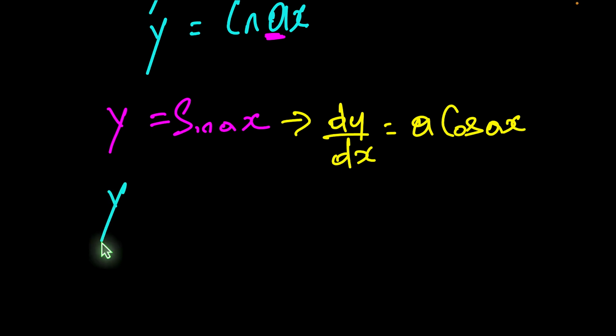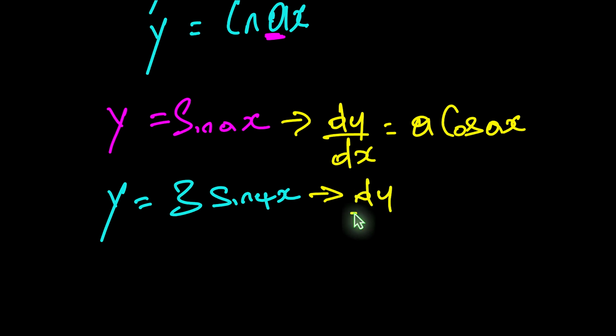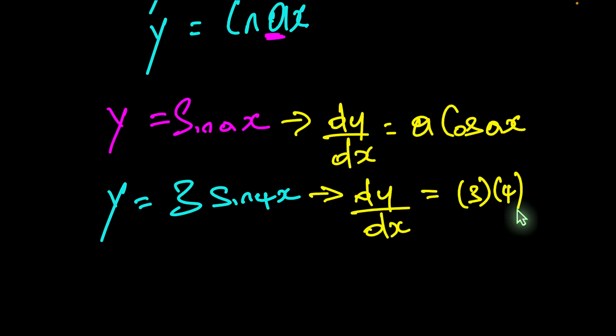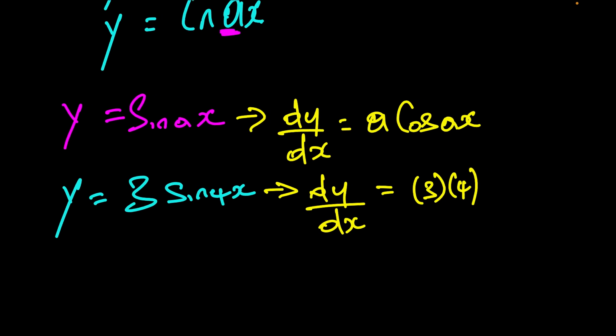So in this example, say we have y equals 3 sin 4x. So if we were to differentiate this, then dy dx is equal to, and what we're going to do is multiply the 4 and the 3. So this would be 3 times 4, and we just replace the sin 4x with cos 4x. So our final answer here will just simply be 12 cos 4x.